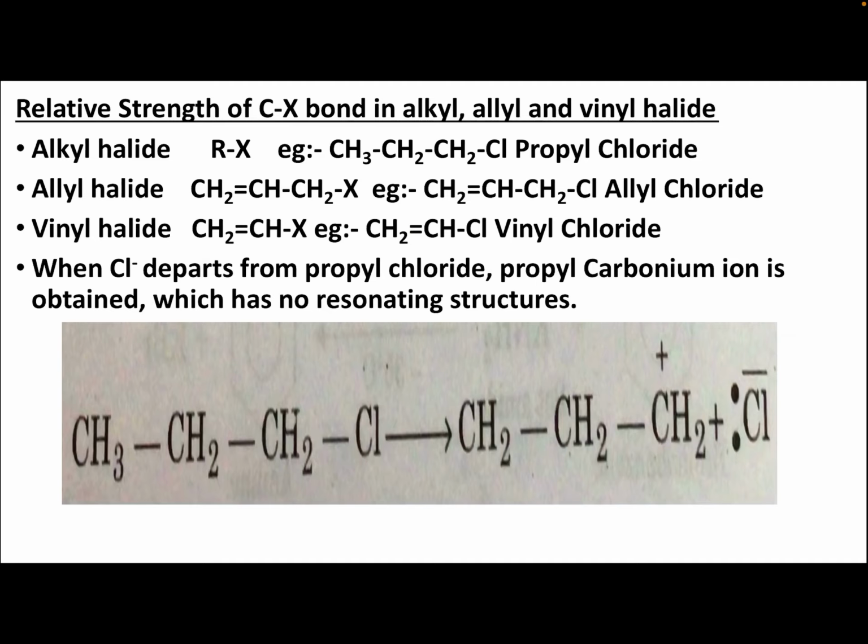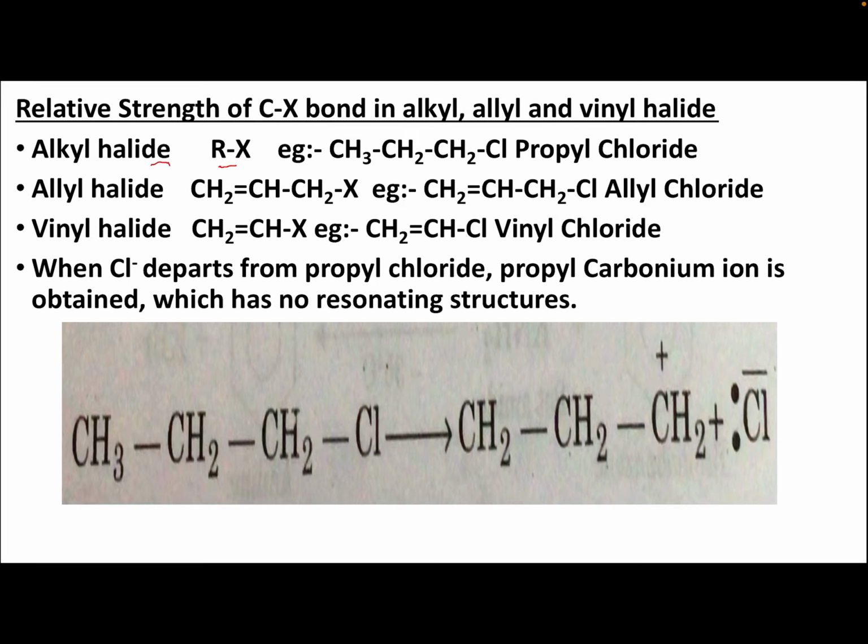Next, relative strength of the C-X bond in alkyl, allyl and vinyl halide. First of all, we will see what an alkyl halide is. The alkyl halide general formula is R-X. Example, CH3CH2CH2Cl.